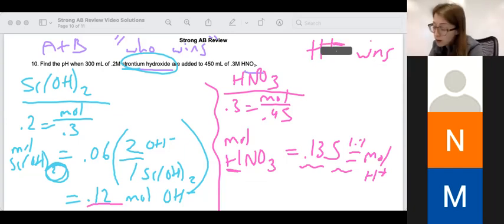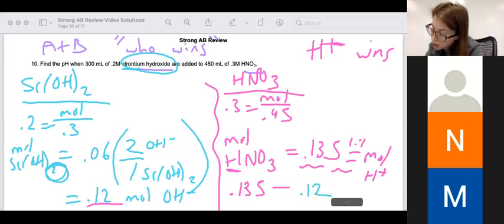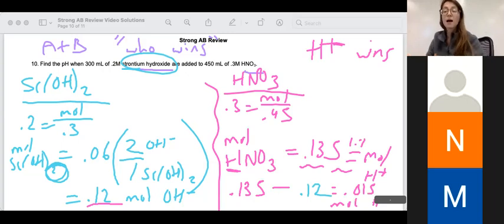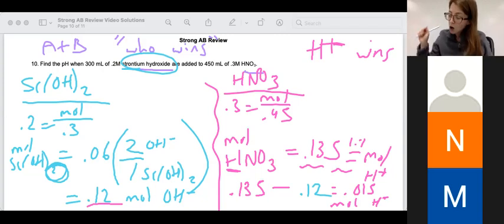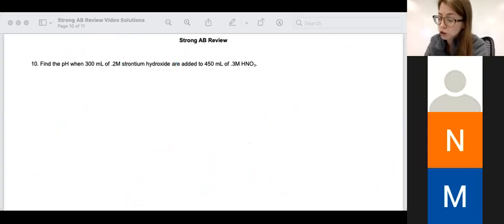I need to find out by how much. 0.135 moles of my H minus 0.12 moles of my OH are going to tell me how many moles of H+ I have extra. 0.135 minus 0.12 gets me 0.015 moles of H+ that are going to decide the pH of this. The rest of the H+ and OH neutralized each other. However much OH I had bonded with that H+ to neutralize, become water. Only this 0.015 extra moles of H+ are going to decide my pH.